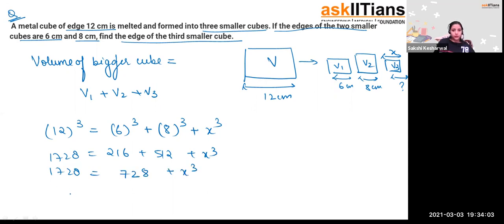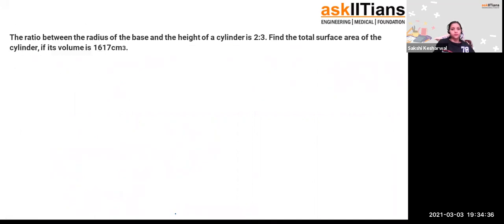So this is equal to what, beta? 1000 is equal to x cubed. So 10 cubed is equal to x cubed. So x is equal to 10 centimeter. That's it. So write it down, beta, this thing. Okay. We have this much.